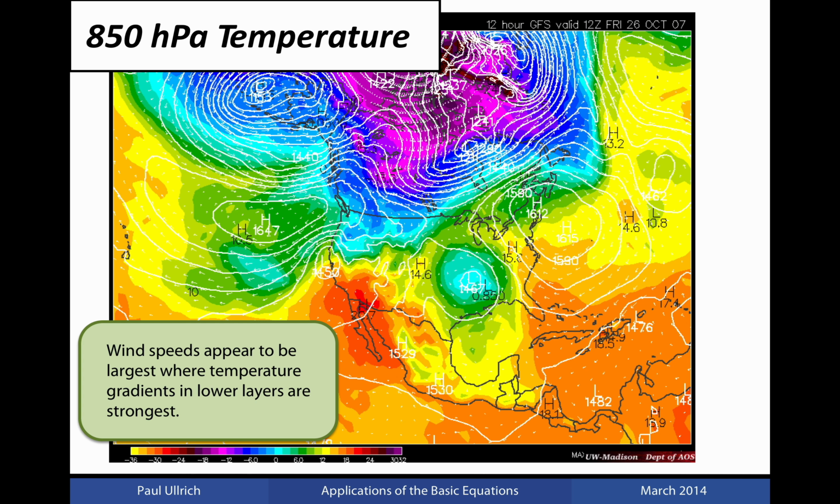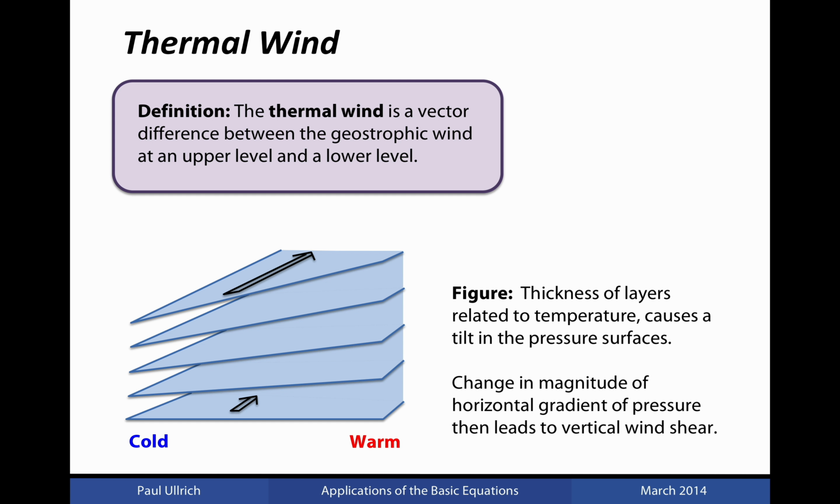This relationship pops out fairly naturally from a very simple analysis that we'll assess within this section. By definition, the thermal wind is a vector difference between the geostrophic wind at an upper level and a lower level. So keep this in mind: it is not a real wind, but instead a vector difference of wind speeds at upper and lower level.